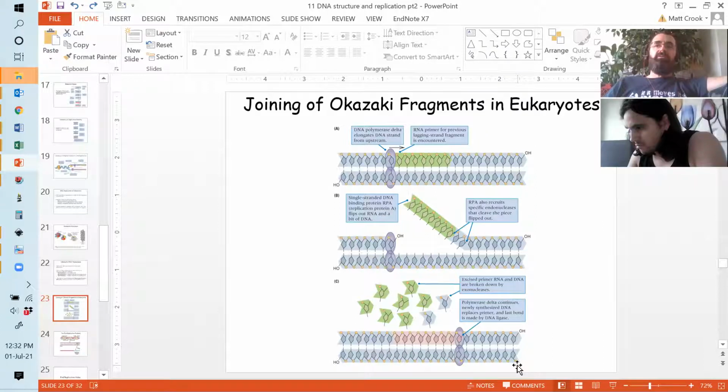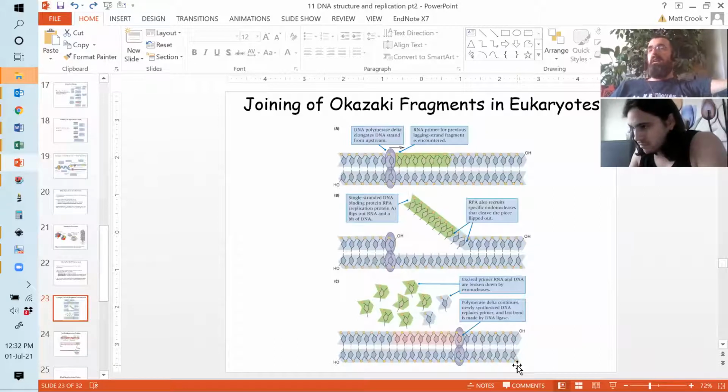So again, a very different mechanism here. It's not so much a handover of activity as in prokaryotes, where DNA pol 3 stops, DNA pol 1 comes in and does its job. Now it's more like you hit an obstruction, you wait for that obstruction to be removed, and then you continue on and finish the job.